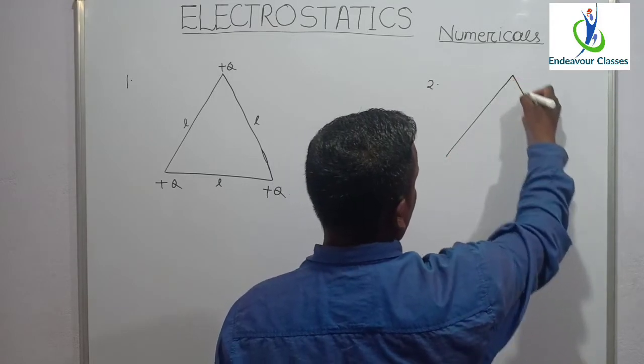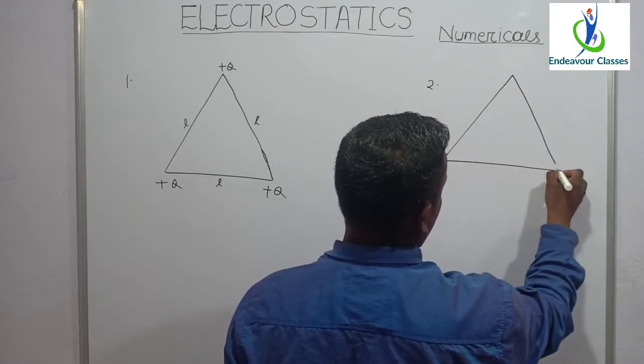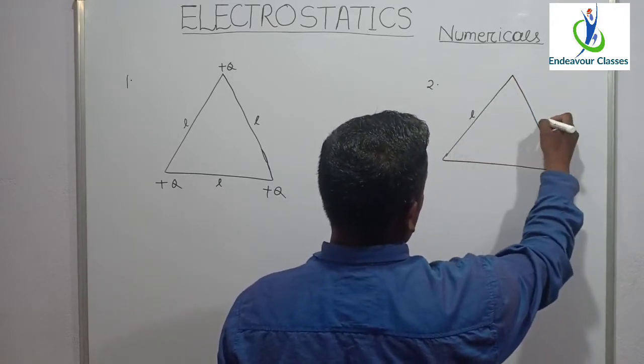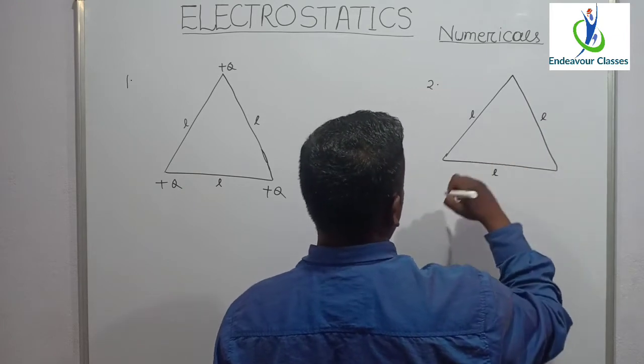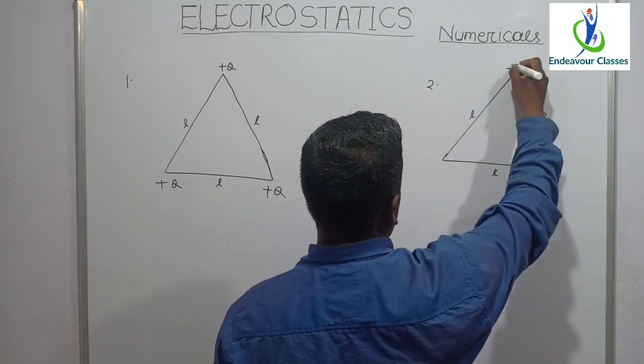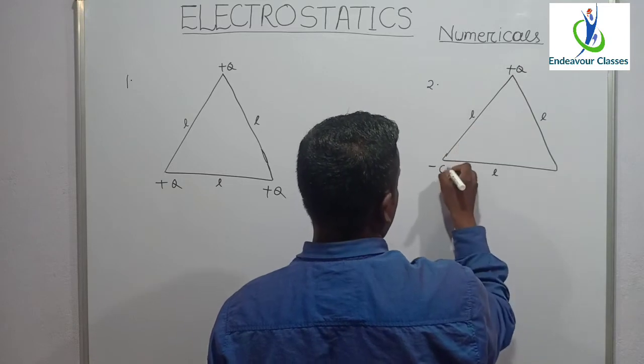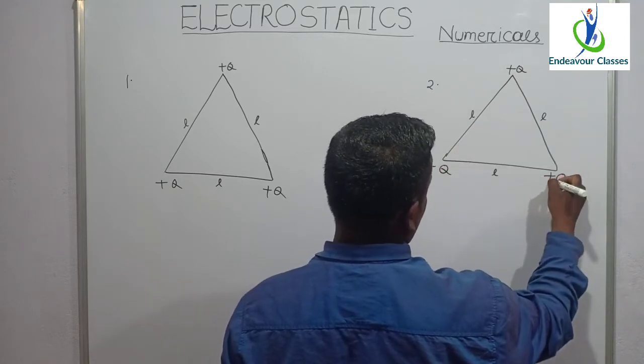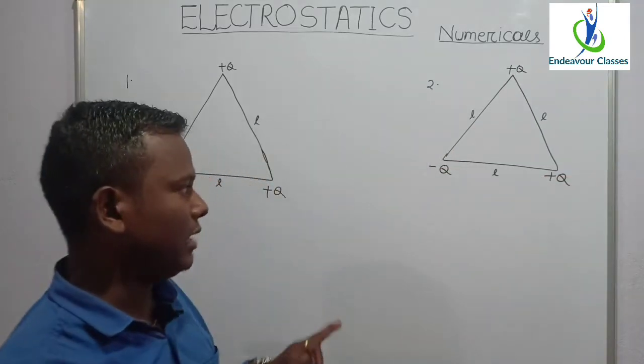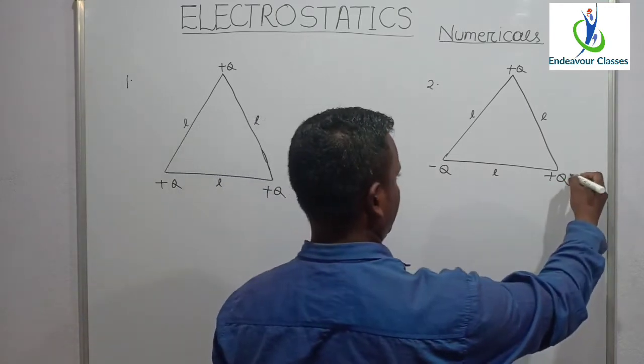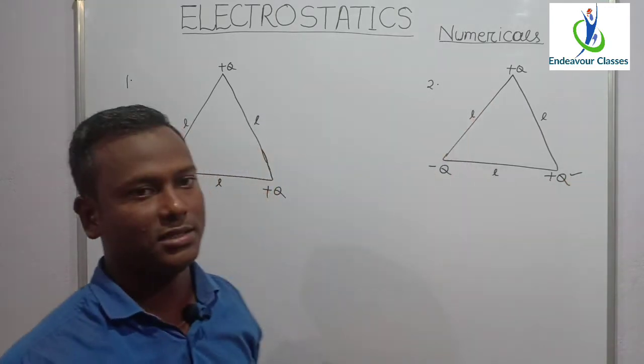So in the second case, we have the same equilateral triangle, each side of length L, but here the arrangement of charges is something different. So this is plus Q, this is minus Q, and this is again plus Q. And we have to calculate the net force on this plus Q due to the rest two charges.